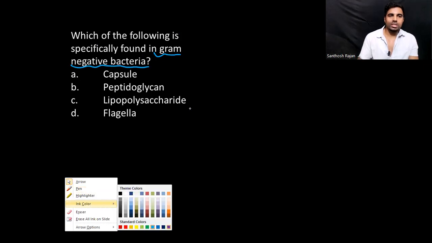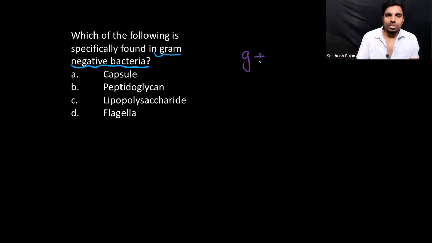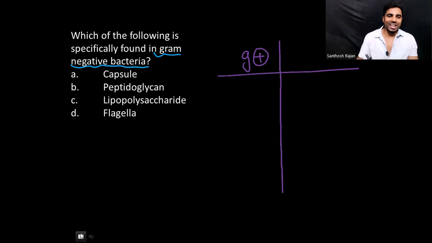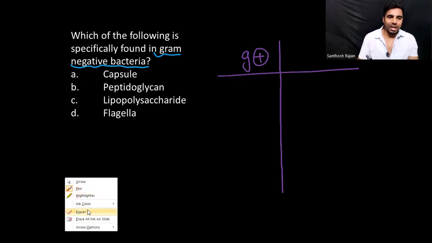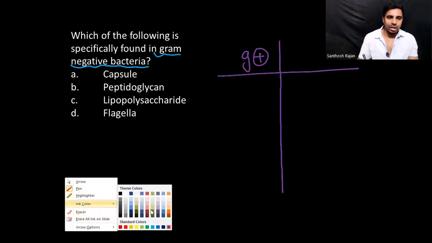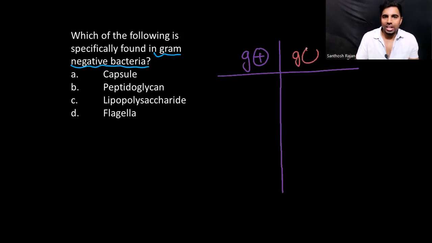So, let's make gram-positive. Gram-positive will be purple color. You know that, that's why I'm using this color. And gram-negative is sort of pinky color, pink color, but I'll just put something closer to pink. It will be sort of like this, yeah, gram-negative.